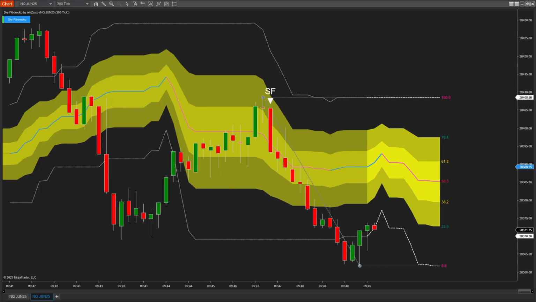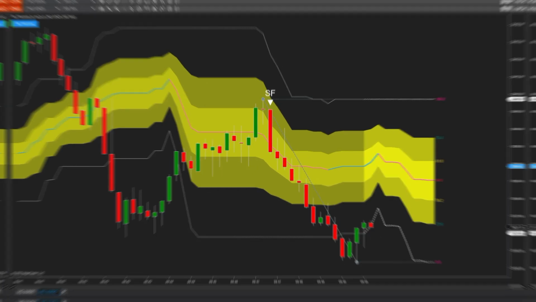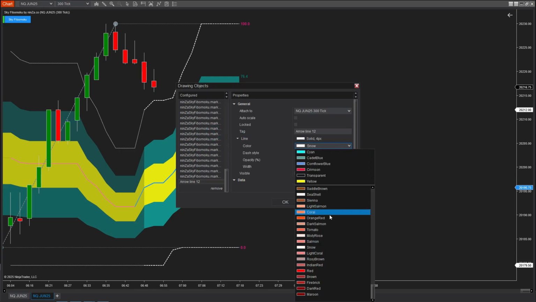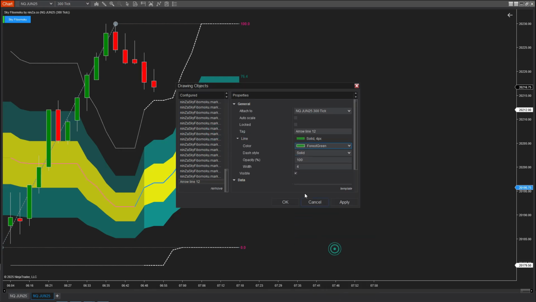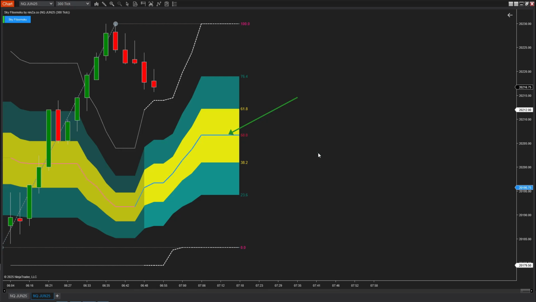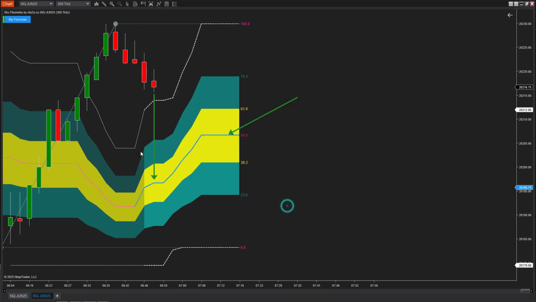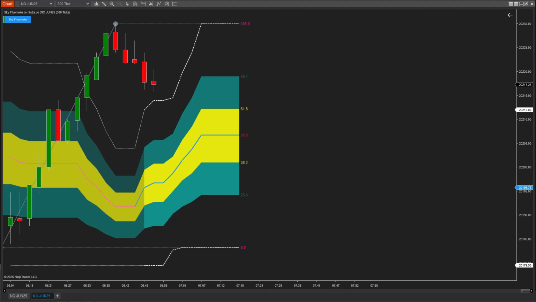Next, let's dive into how to make the most out of Sky Fibamoku. Sky Fibamoku stands out because it doesn't just identify the current trend, it also projects where the market might be headed next. This dual-layered approach makes it a powerful filter for pinpointing high-probability trade signals. And in trading, that's crucial because not every signal is worth taking. Having an extra layer of confirmation helps improve accuracy and reduce unnecessary risks.